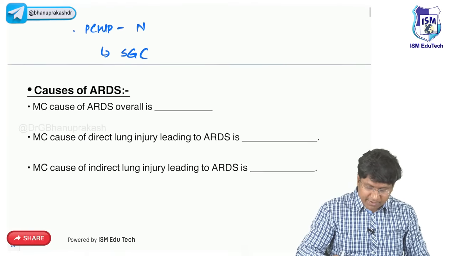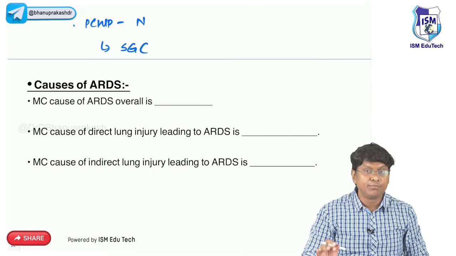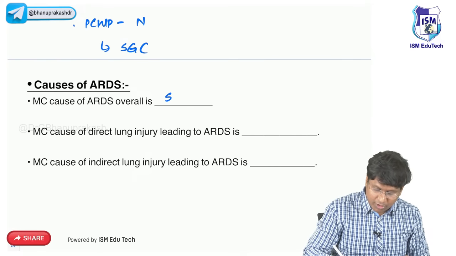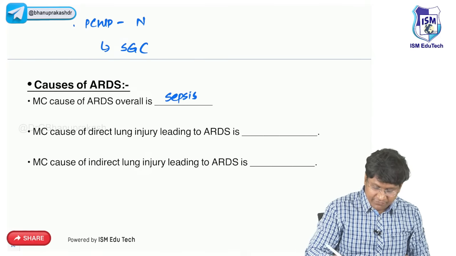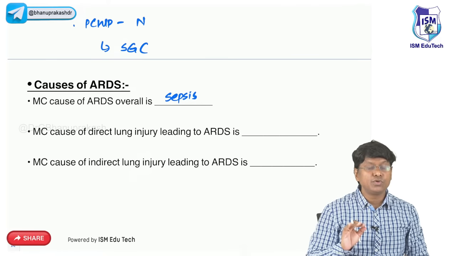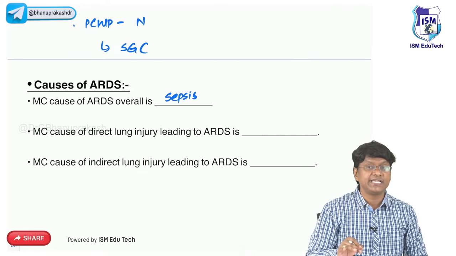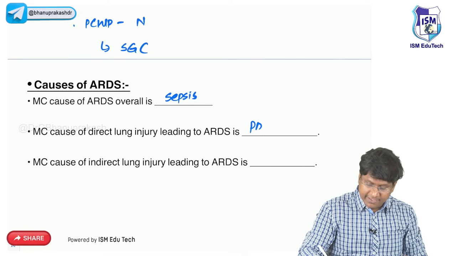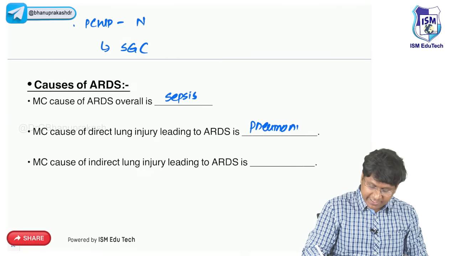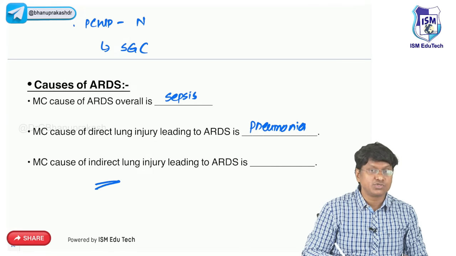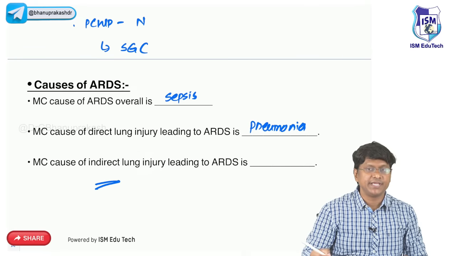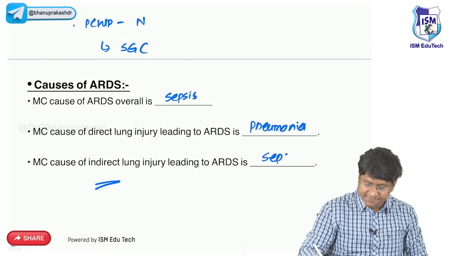And what is the most common cause of ARDS? The most common cause of ARDS overall will be sepsis. And the most common cause of direct lung injury causing ARDS will be pneumonia. Whereas the most common cause of indirect lung injury causing ARDS will be sepsis again.